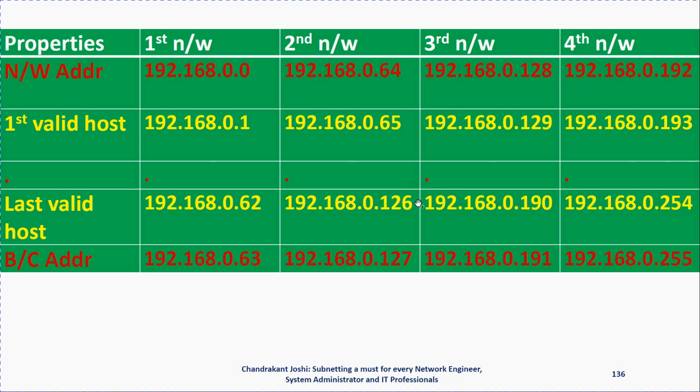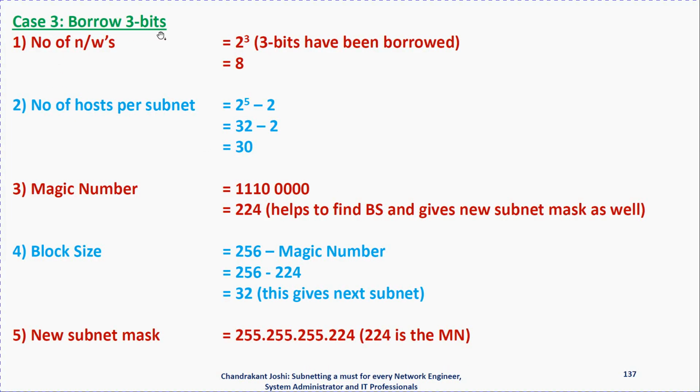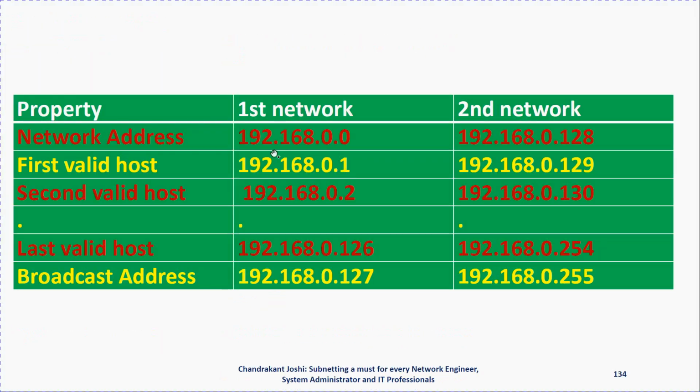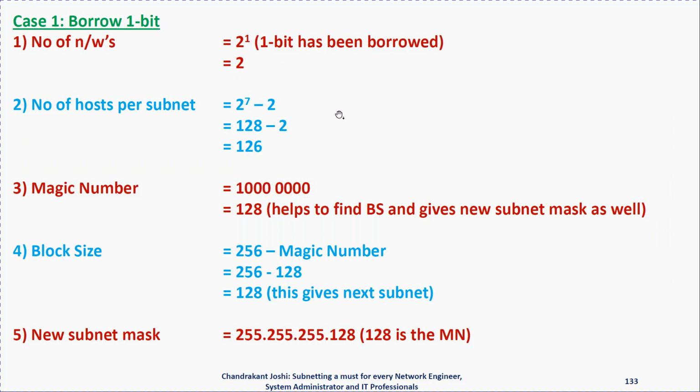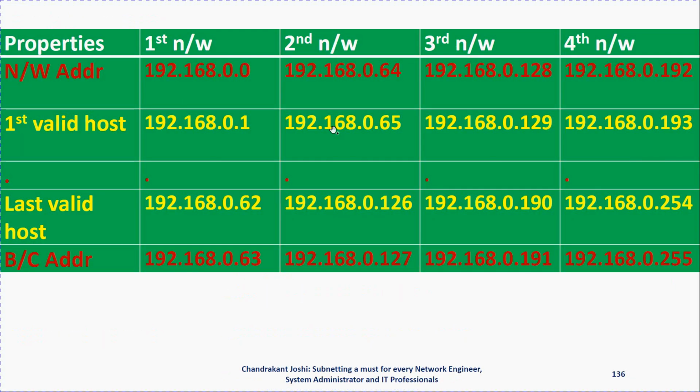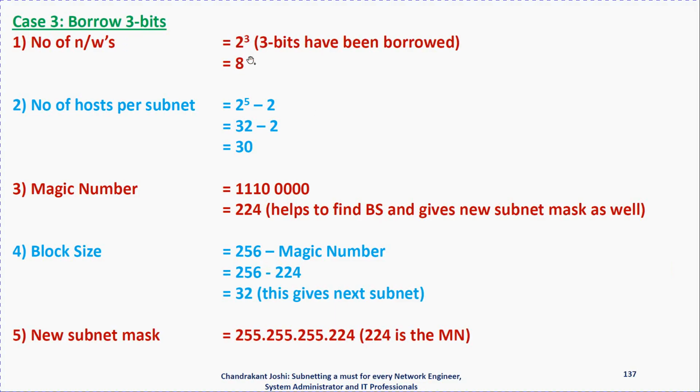Let us see the next example, borrowing 3 bits. So when I borrow 3 bits, the number of networks, the formula is 2 to the power of the number of bits borrowed. So 2 power 3 is 8. See what is happening. I borrow 1 bit, there will be 2 networks. I borrow 2 bits, there will be 4 networks. I borrow 3 bits, there will be 8 networks. So the number of networks is increasing as we borrow more bits, and this borrowing will be contiguous.